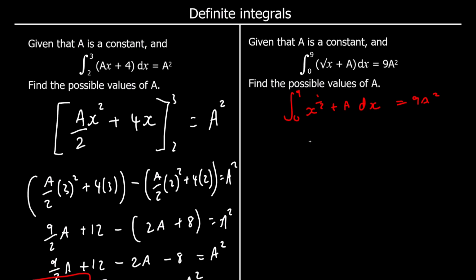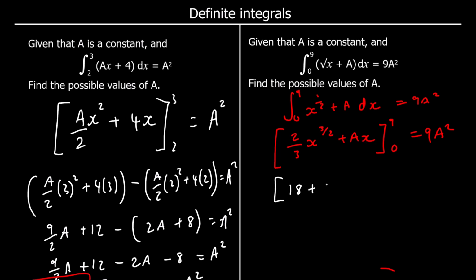So we're going to integrate. So let's add 1 to the power, divide by the new power. a becomes ax, and it's between 9 and 0. Let's substitute in the 9 and the 0. So 9 to the power of 3 over 2. So square root 9 is 3. 3 cubed is 27. And then 2/3 of 27, probably use a calculator for this. 2/3 of 27 is 18.